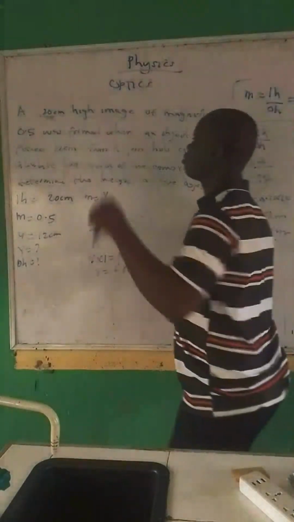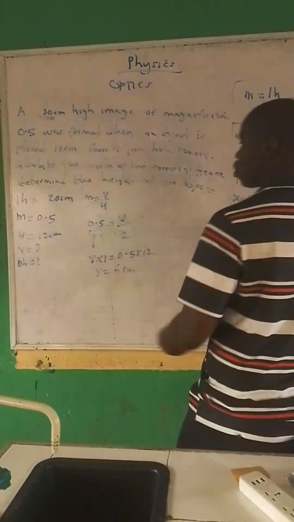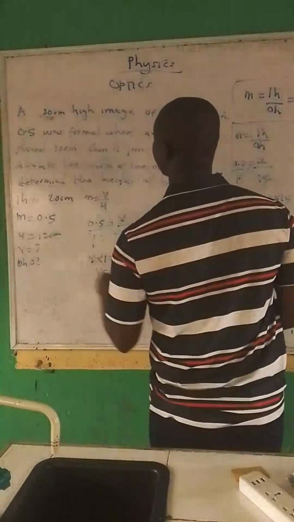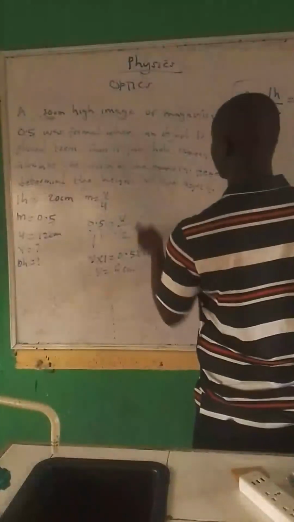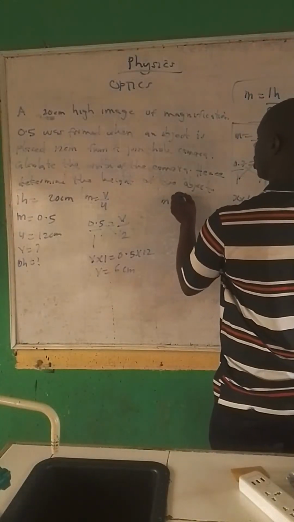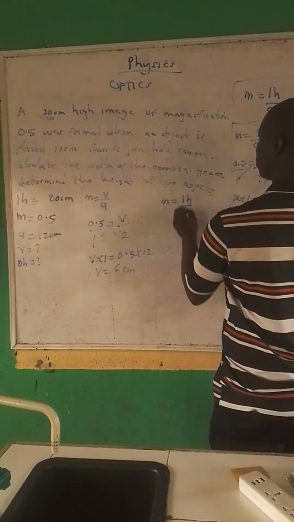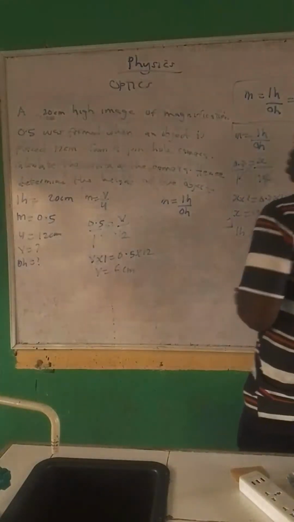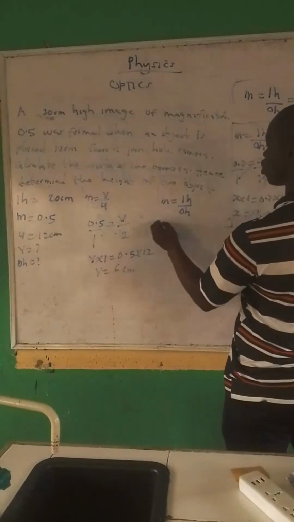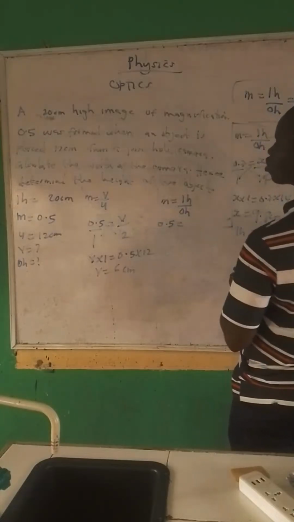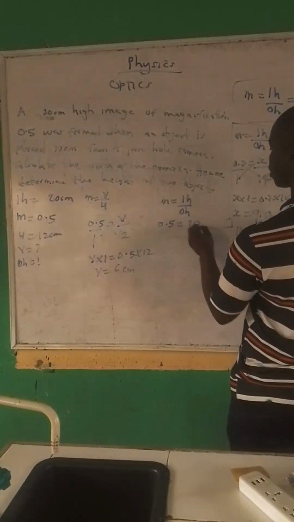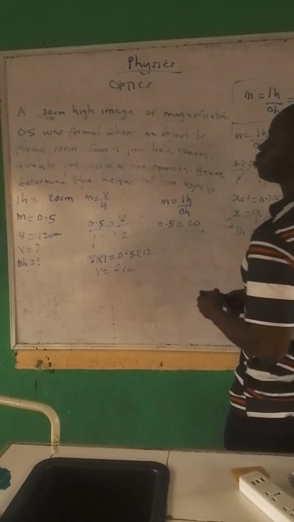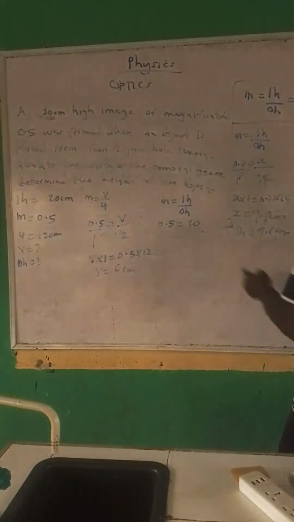So from here, they say we should look for what? The object height. So for the object height, we use M equal to what? Image height over object height. Since we already have the image height, 20 centimeters, our equation is 0.5 is equal to image height, which is 20 centimeters, all over object height. The object height is what I'm looking for.